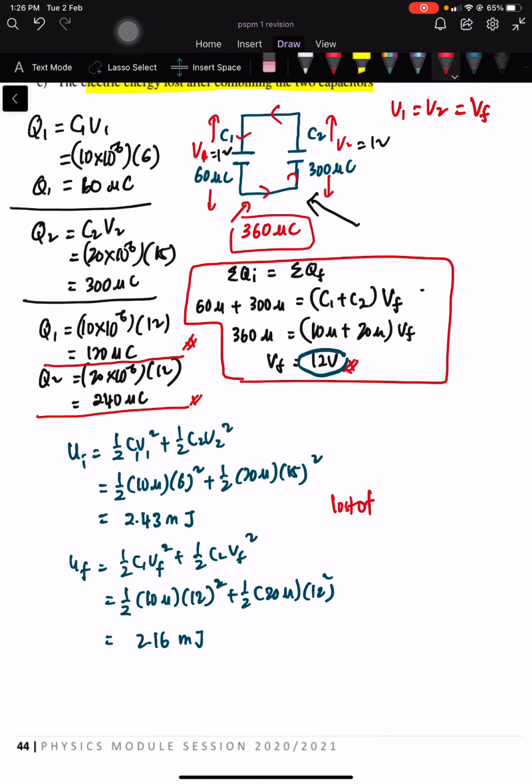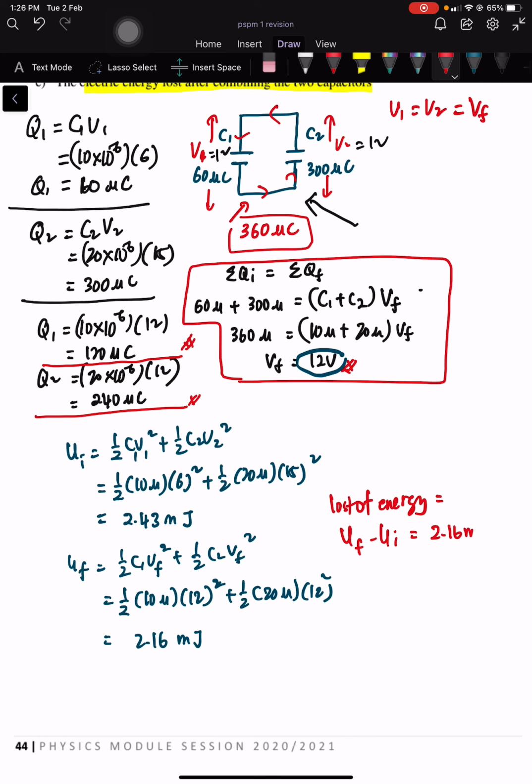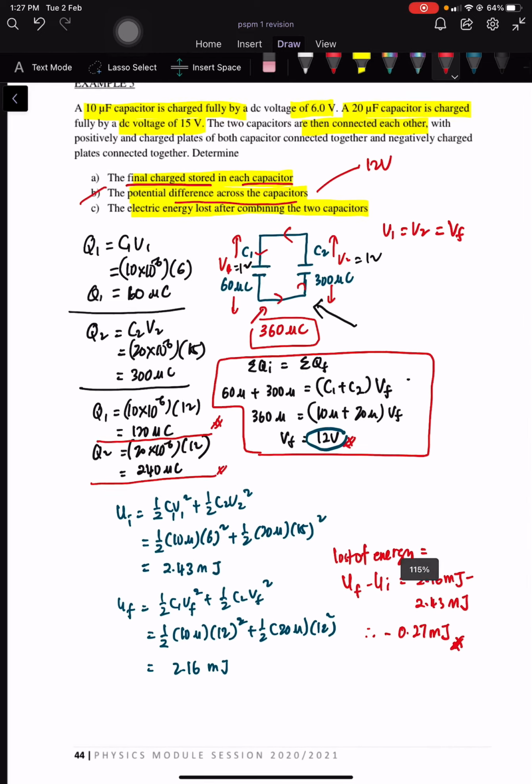Okay, so loss of energy, you boleh tolak lah dua-dua ni. Loss of energy is equal to U after, means U final, tolak dengan U initial. Okay, so 2.16 milijoule minus dengan 2.43 milijoule. So the answer is negative 0.27 milijoule. Okay. Alright.